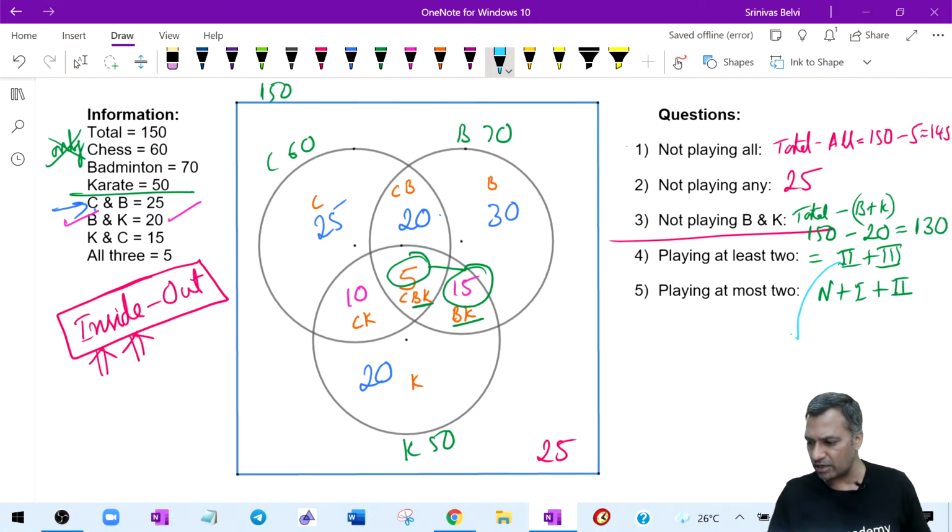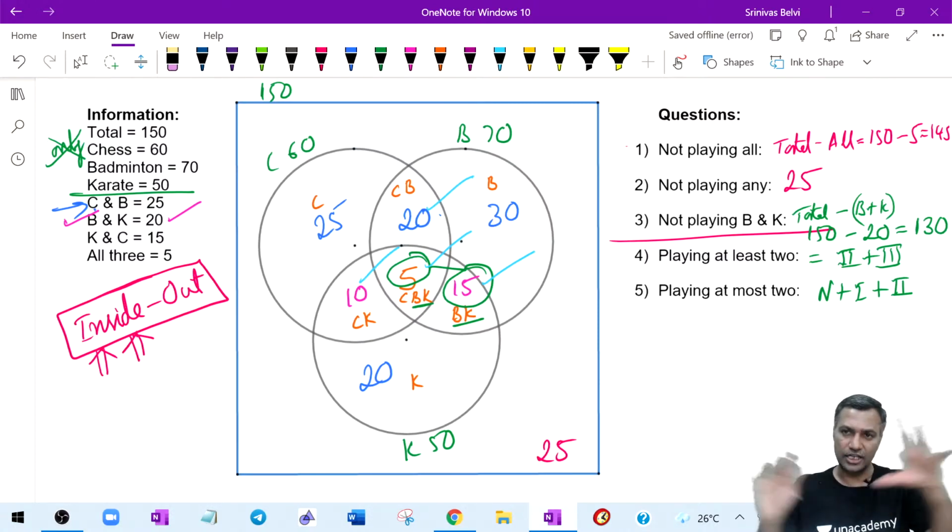If I want to do this, say how many of them are playing exactly two here? This 20 plus 15 plus 10, all right, which becomes 45. What is playing all three here? All three is nothing but this particular number, 5. Right, 45 plus 5, which becomes 50. Likewise, we can find the answer to those questions. That should not be a concern.